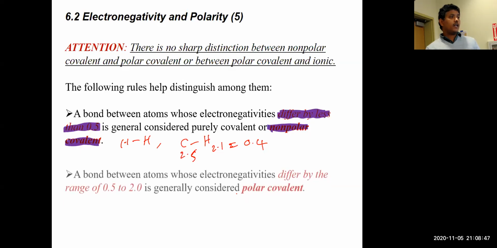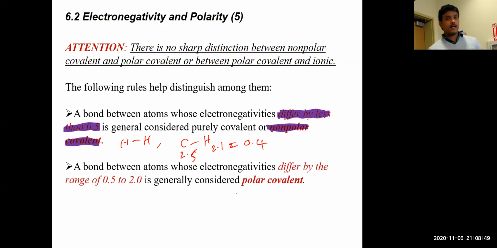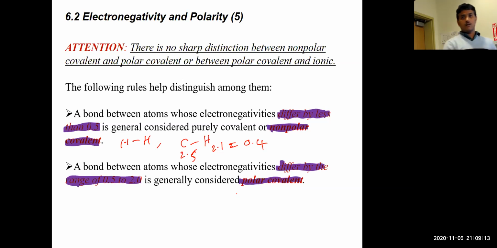Okay. So the next type of bond category is when your electronegativity difference is somewhere between 0.5 and 2. In those cases, you call the bonds made by these atoms that have these considerable electronegativity differences polar covalent bonds. Those are what mainly we are going to focus on.